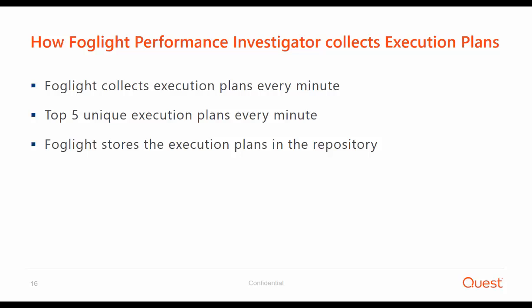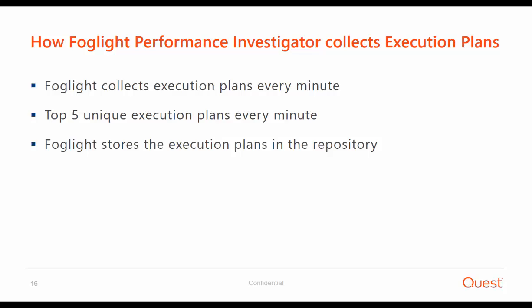The way Foglight collects execution plan information is by running every minute and collecting the top 5 unique execution plans directly from the database memory cache. Foglight stores the execution plans in our embedded repository, which allows you to view historical execution plan information even from a few years ago.